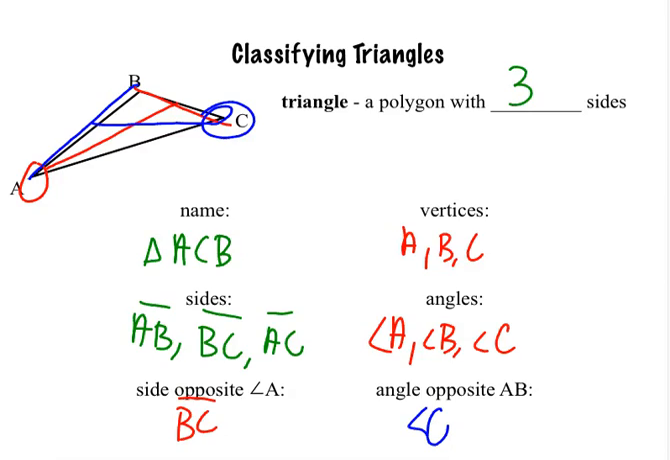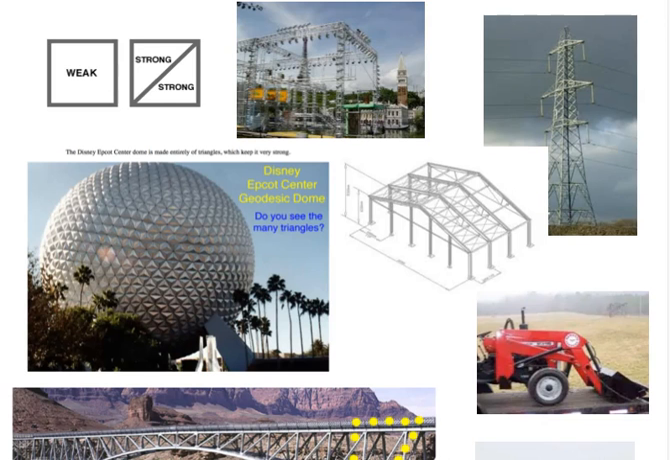So why are triangles so important? Well, here's just a slide to show you. They are the strongest figure that we have. They are stronger than rectangles. That's why we see them all over in architecture. They're just super strong. I will show you a demo next time we meet in class, but obviously since you can't see me, it's kind of hard to do so right now.